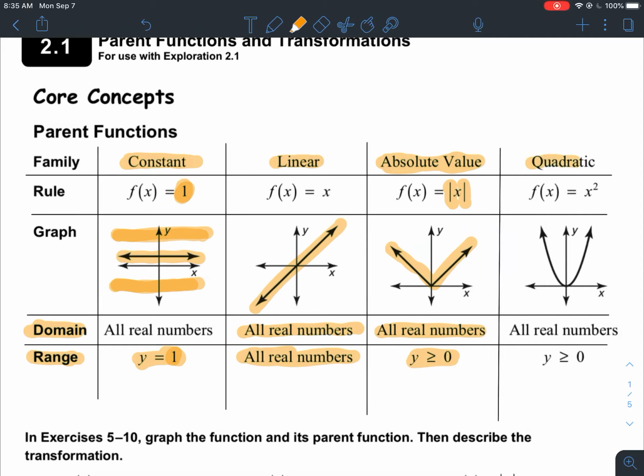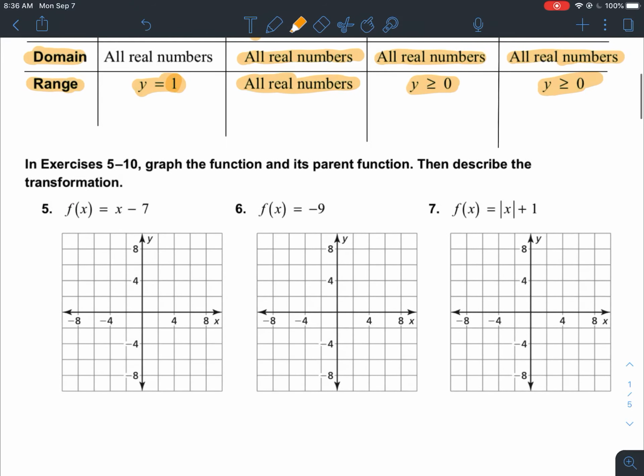And then quadratic functions, which you might have touched on before, but we're really going to go over that in the next couple sections. This is what we're going to focus on. This is the squared function, where it looks more like a u. Again, all real numbers for the domain, and the range is y greater than 0. So just briefly, these are just quick transformations.